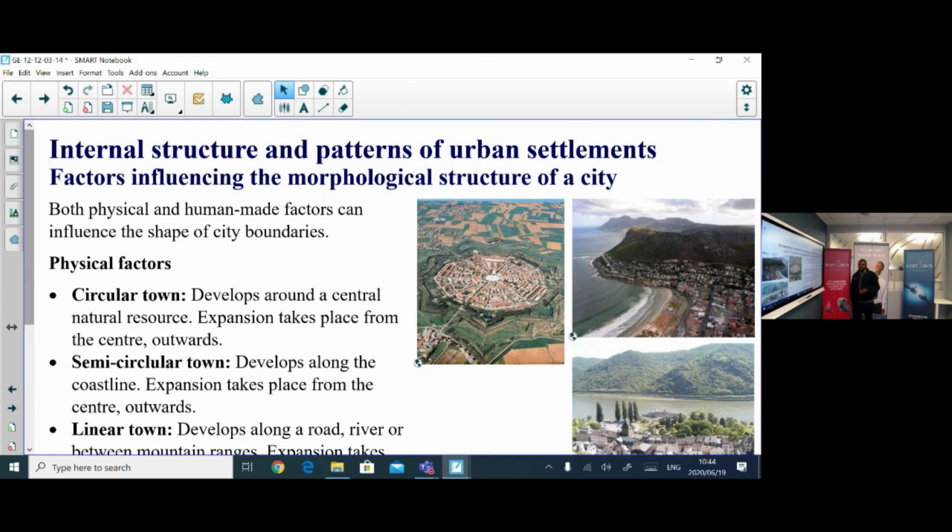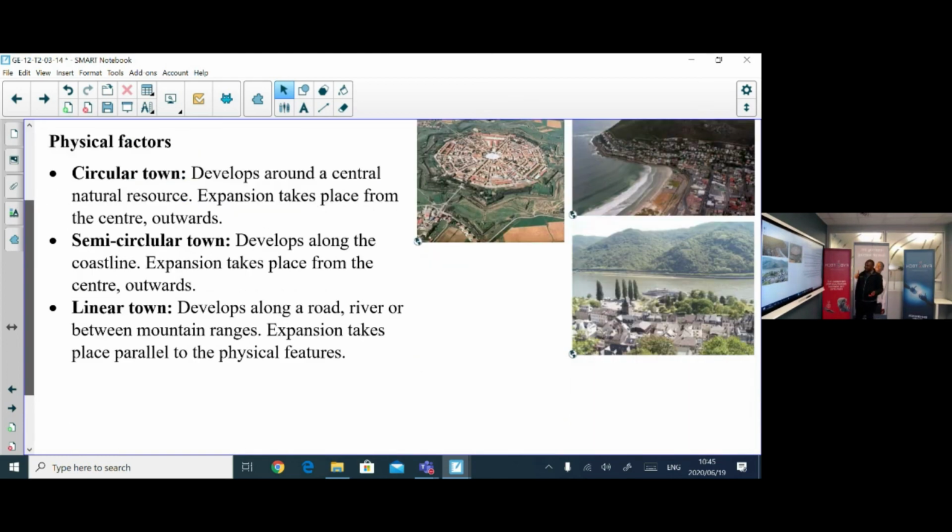But this is not so in terms of, let's say, a national park. You find that some cities are constructed next to a national park, but because you don't have to disturb the natural environment, the city will be located outside the national park, and it doesn't have to be in the national park itself. Then let's look at the semicircular. It develops along a coastline. Expansion takes place from the center outwards. A linear town develops along a road, river, or between mountain ranges. Expansion takes place parallel to the physical features.